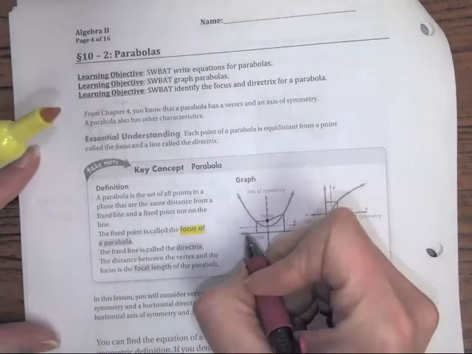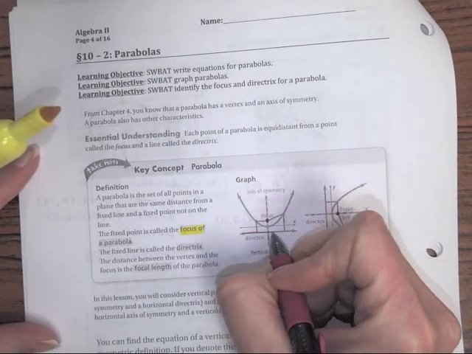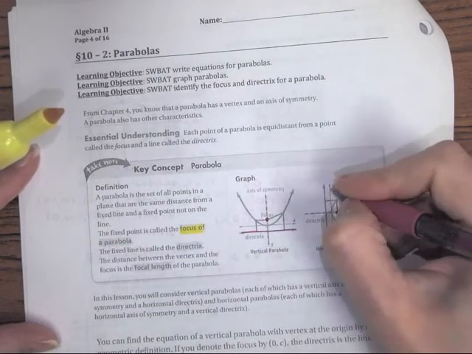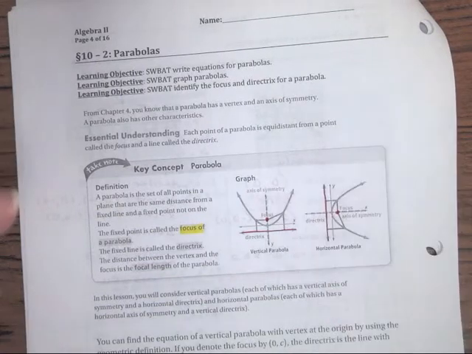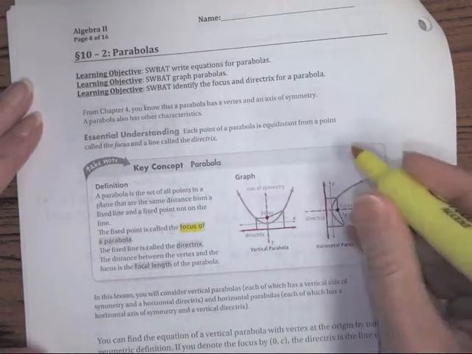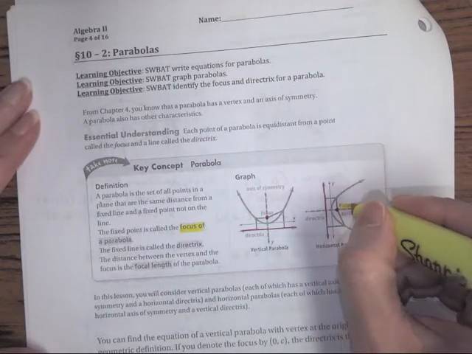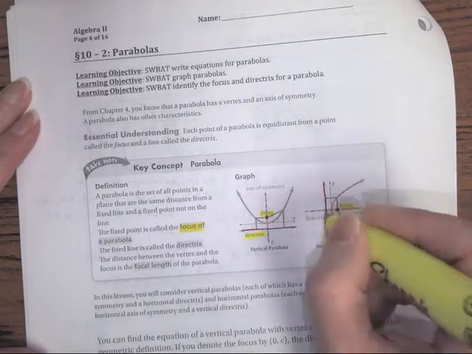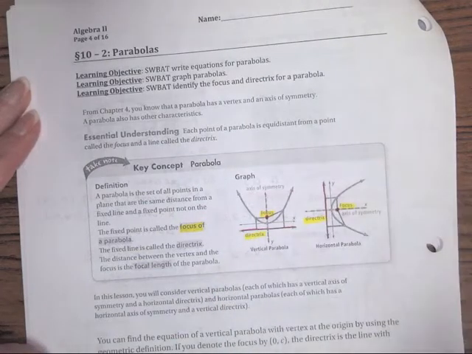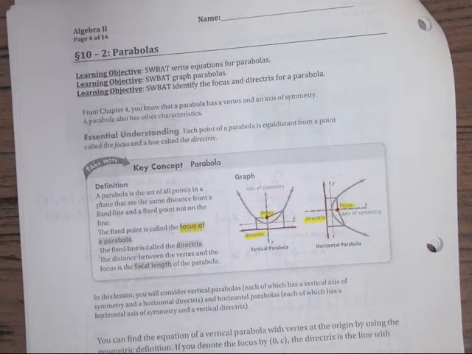And then there's a line outside. This line is the directrix. So I'm going to highlight that in pink. So we have the focus. And the focus always is on the axis of symmetry, by the way. And the directrix is perpendicular to the axis of symmetry, by the way.